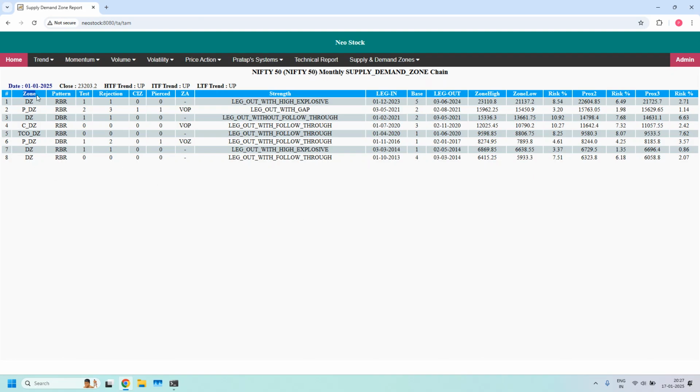Always look into the zone column to find the high liquidity zones. Look into the pierced column to find the pierced zones. Always look into the LTF trend to find the trend of the current time frame you have selected. Apply these rules for the remaining reports also.